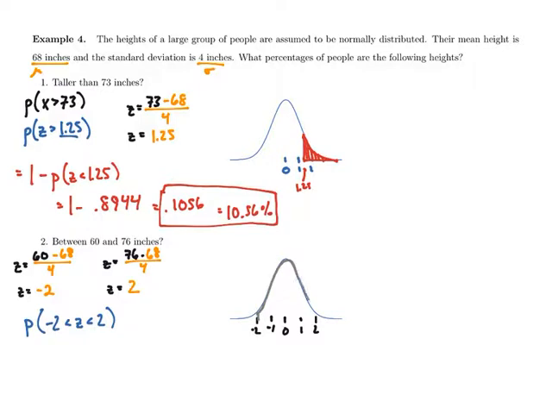This area. We can find it on the z-score table by saying this is the probability that z is less than 2 minus the probability that z is less than -2. So let's find those values.